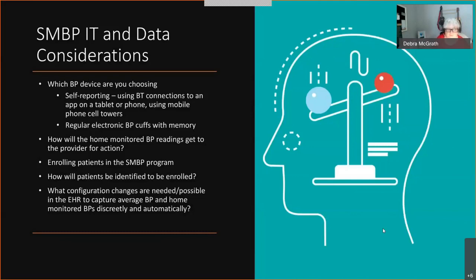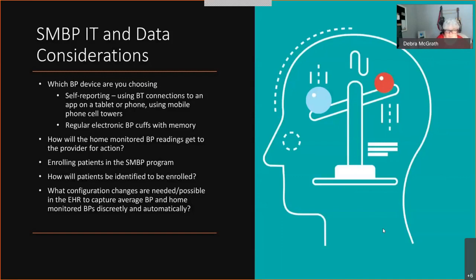And then you have your regular electronic BP cuffs with memory that do require, number one, you lay eyes on it when you're working with the patient, which can be challenging, but number two, recognize that you may have some challenges around calculating average BP measurements.